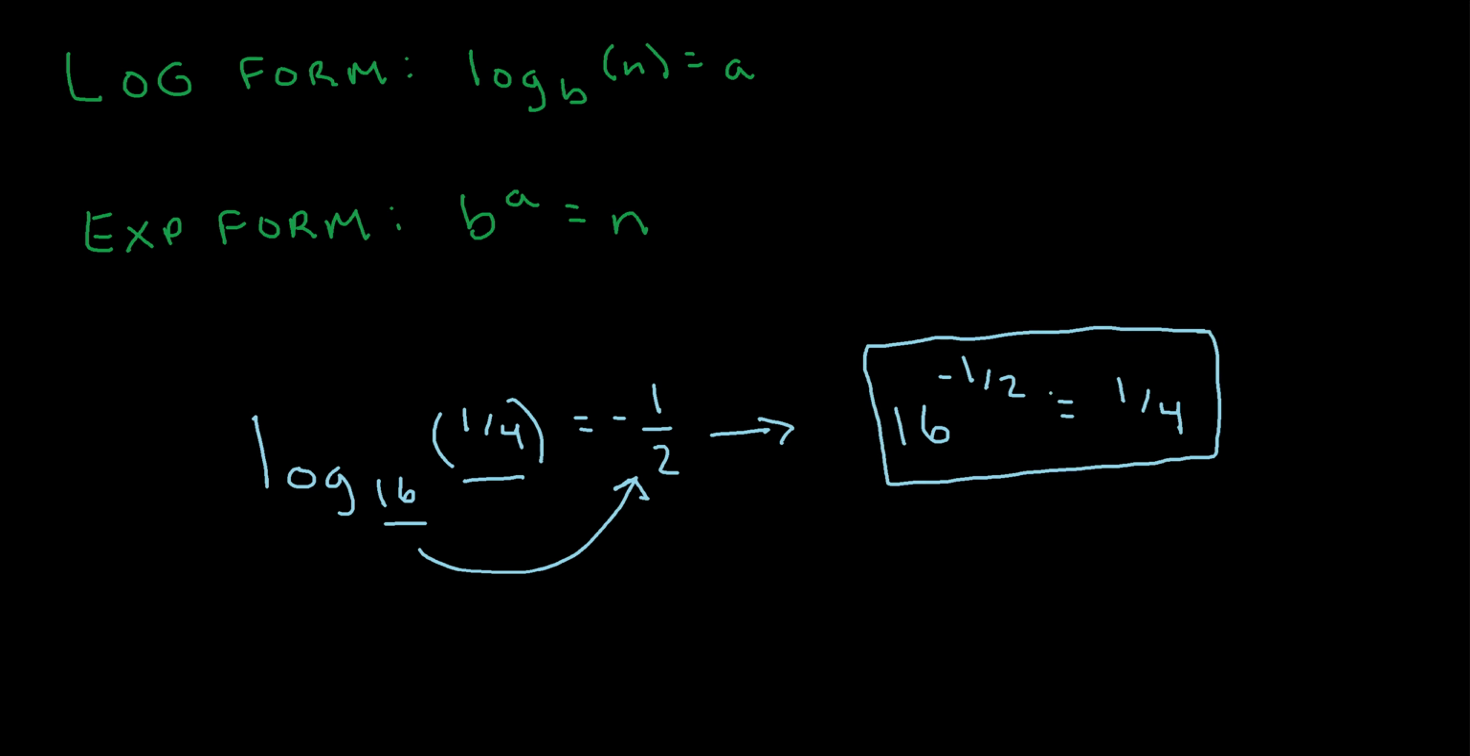And we can verify that this is correct by observing that 16 to the 1/2, or the square root of 16, is 4. So 16 to the -1/2 is just 1/4. So that's correct.